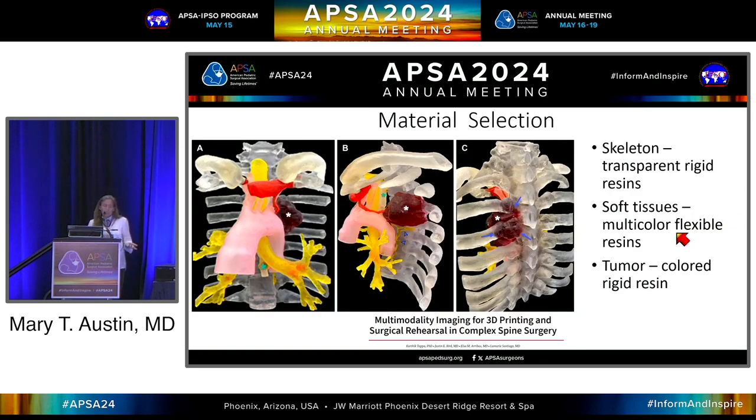It's important to select the right material to represent different anatomies to produce a functional and visually appealing 3D model. In selecting the material, we must consider the color, texture, and transparency. At our institution, we typically print skeletal components using a transparent, rigid resin. For soft tissues, we use flexible resins in multiple colors to allow for differentiation between adjacent anatomies, and for tumors, we typically use rigid resins.